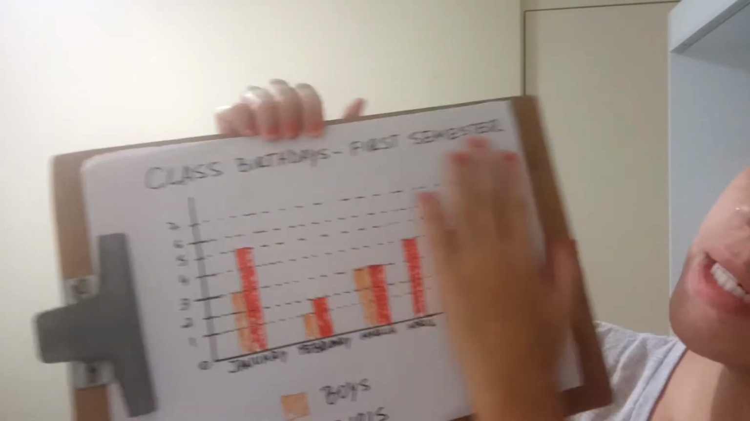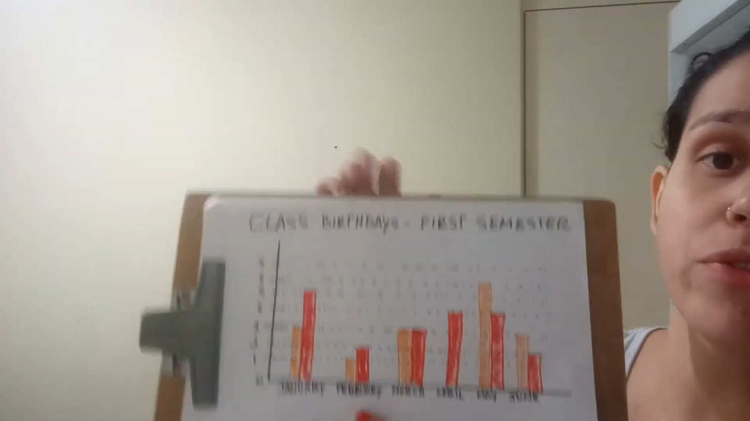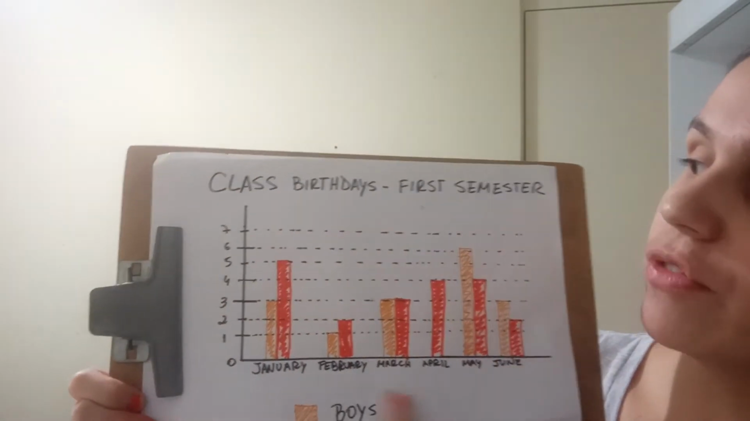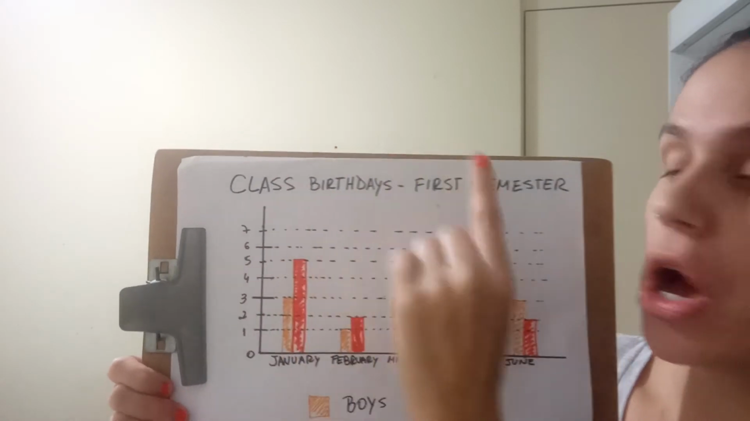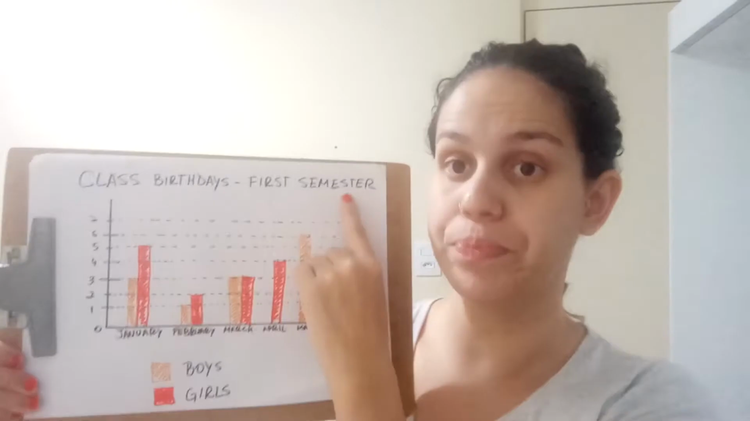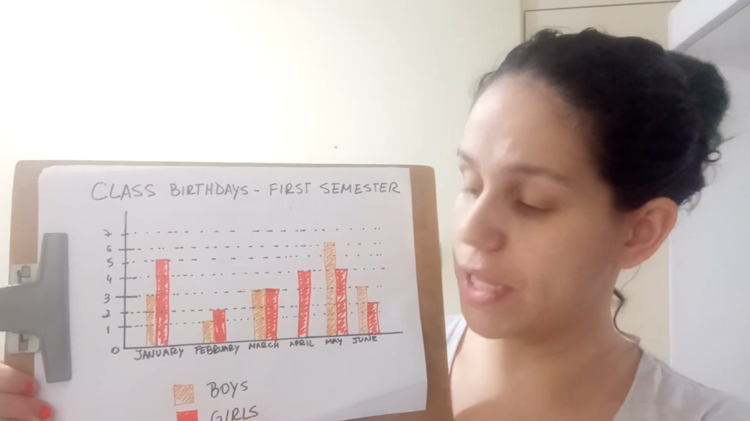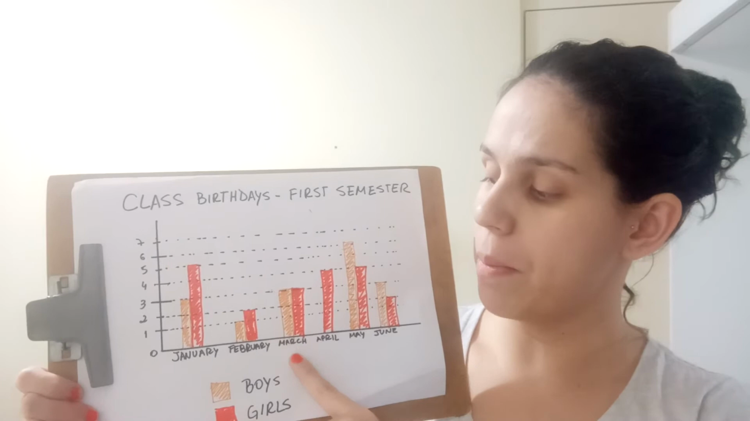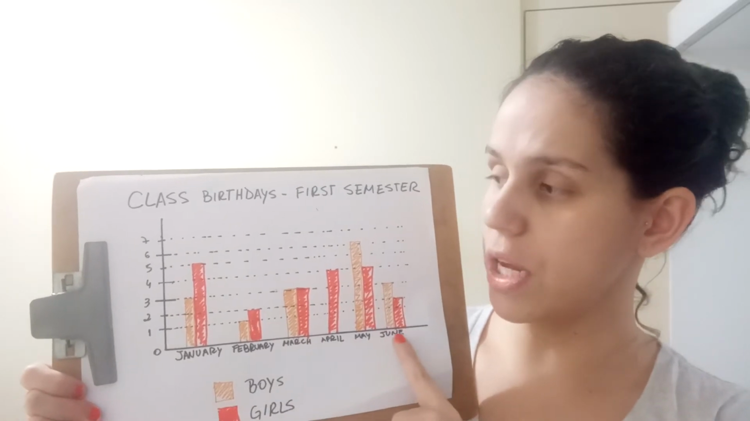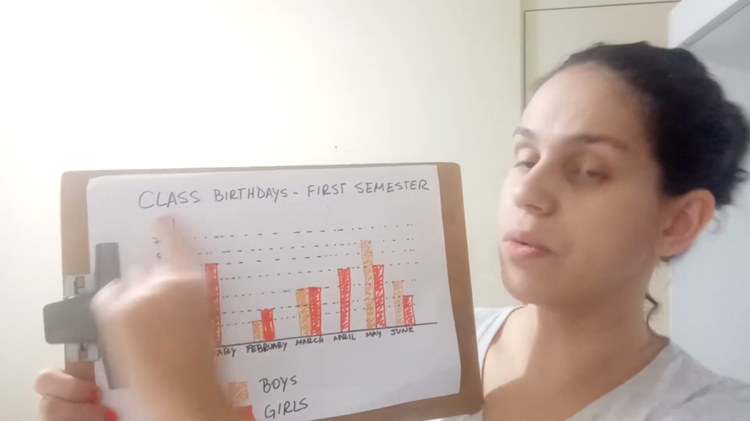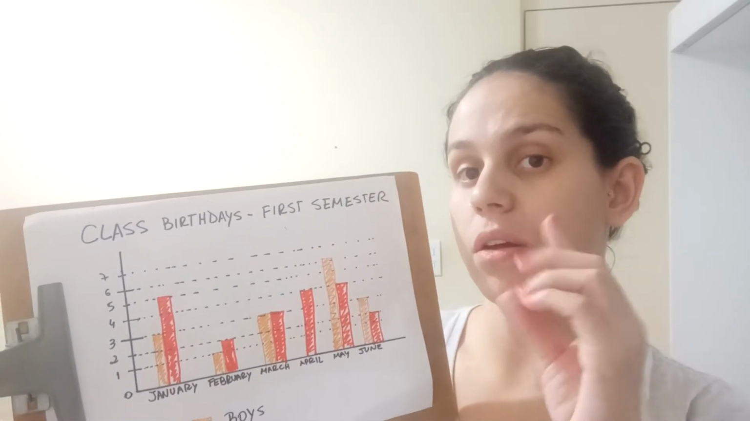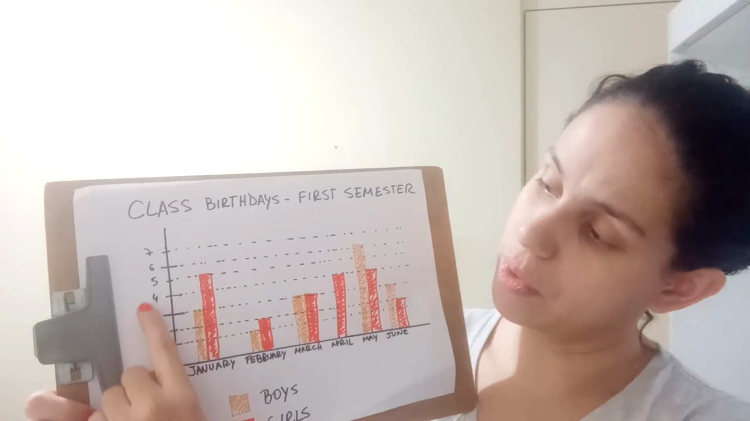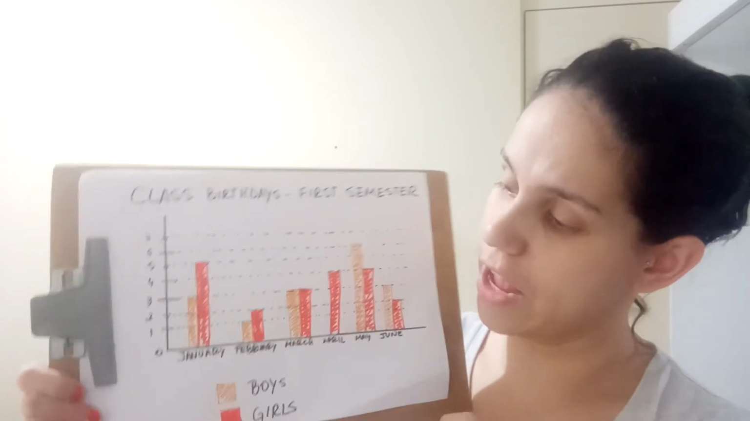So this is a graph. Repeat, graph. This graph shows the class birthdays of the first semester. The birthdays of the boys and the girls in January, February, March, April, May, and June. And here we have the quantity of students. 1, 2, 3, 4, 5, 6, 7.